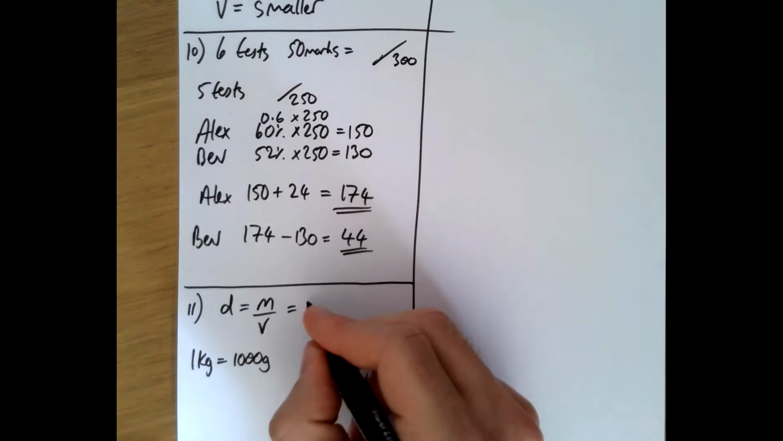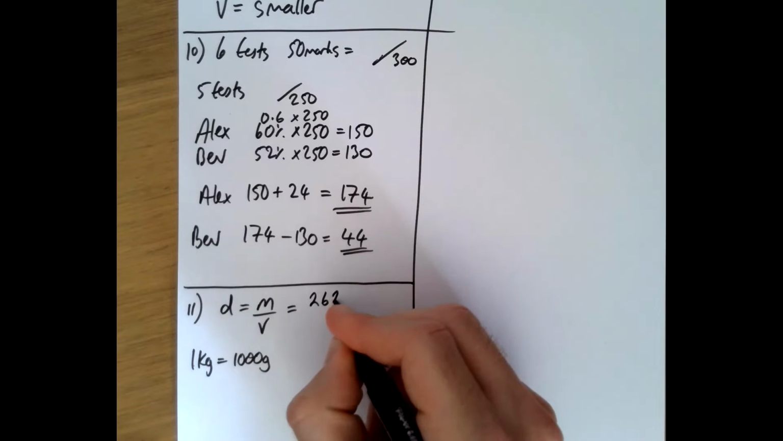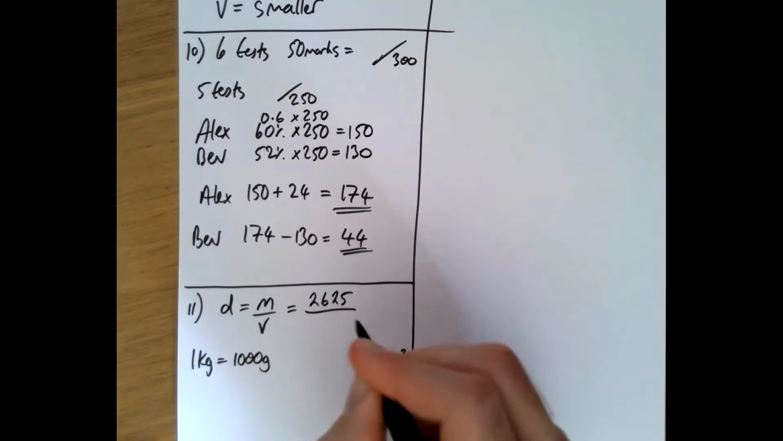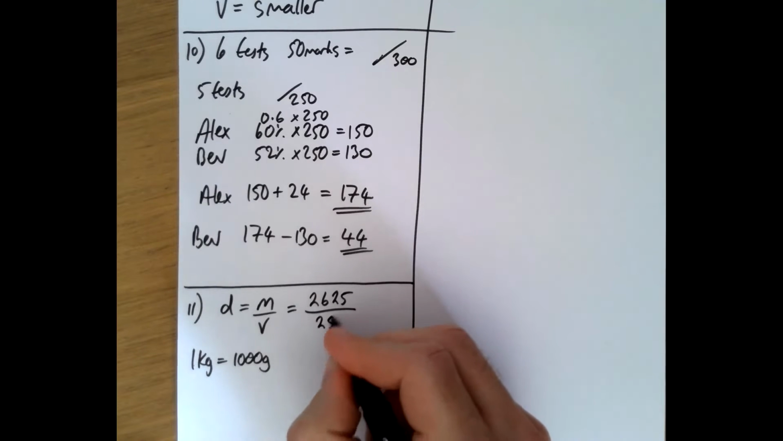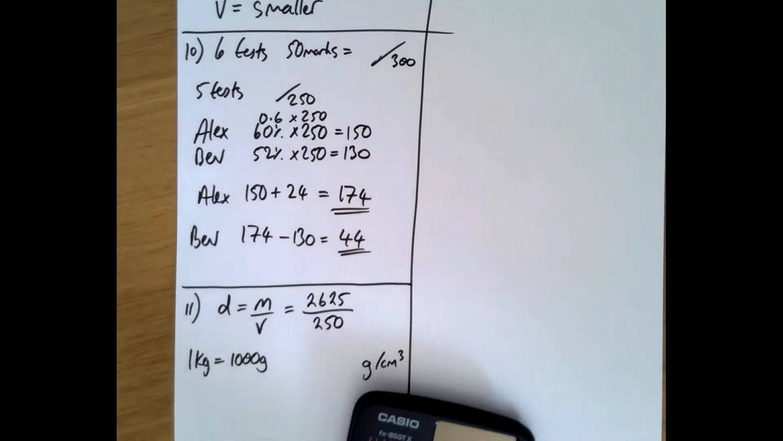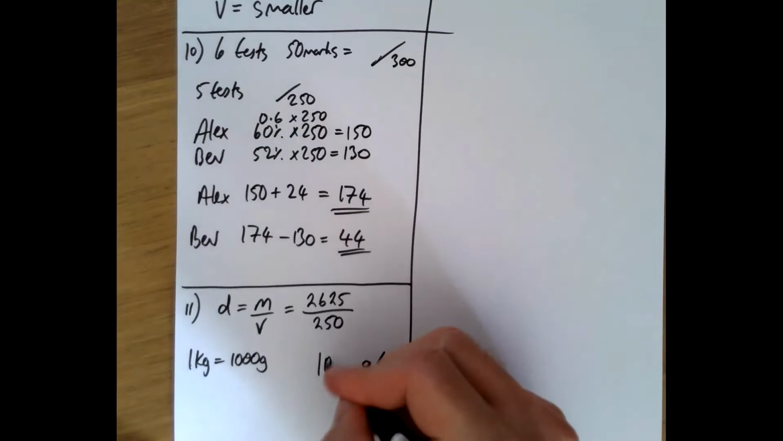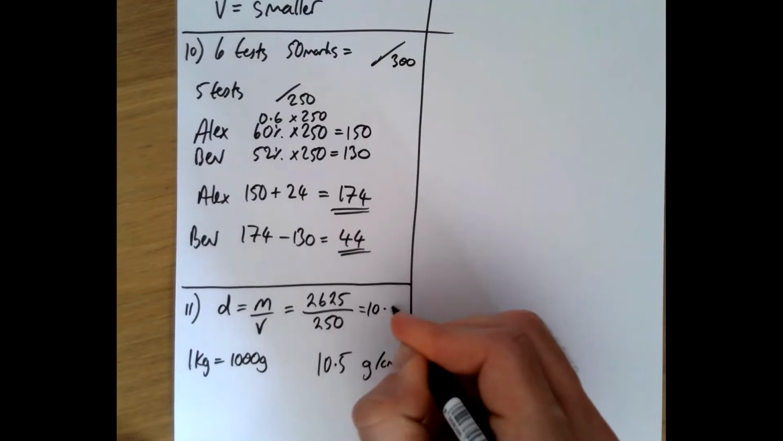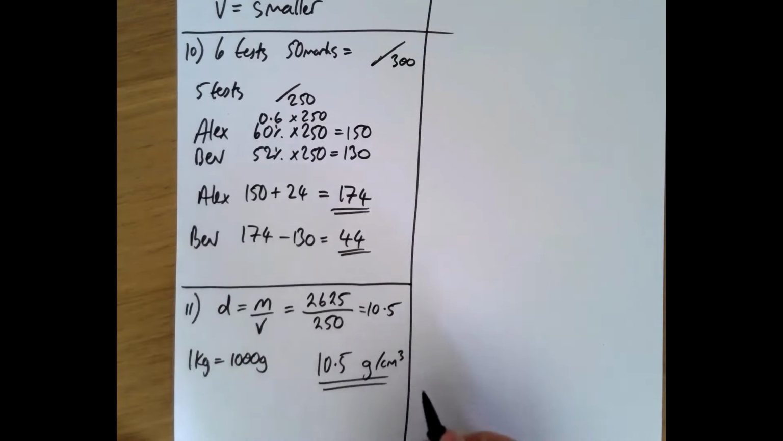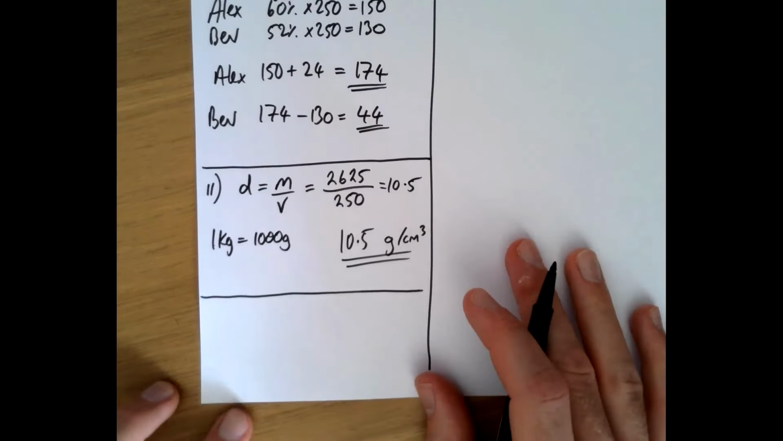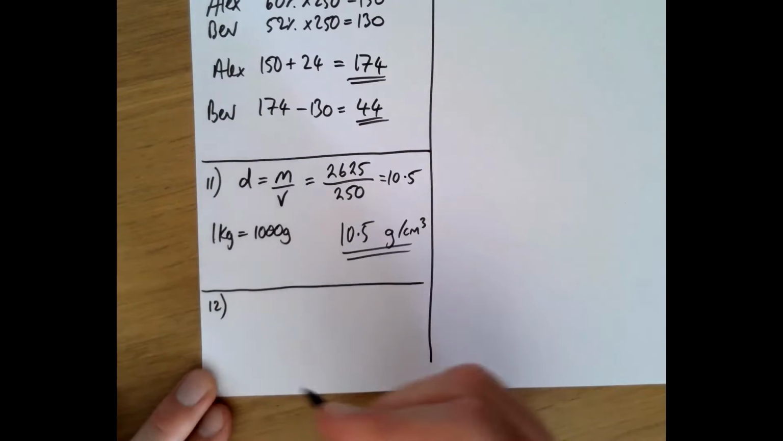So we've got 2,625 grams divided by 250. Type that into your calculator and you get 10.5. Okay, so that's 10.5 grams per centimetre cubed. Okay, number 12. Work out the gradient.